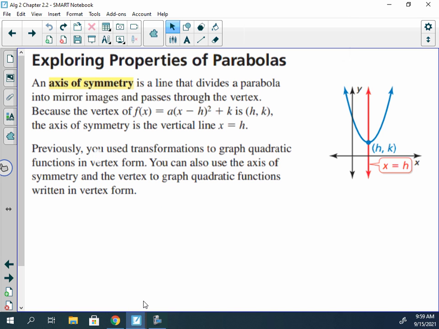What we're looking at today are properties of quadratics, or characteristics of quadratics. Now, an axis of symmetry is the first thing that we're going to look at. An axis of symmetry is a line that divides a parabola into mirror images and passes through the vertex.